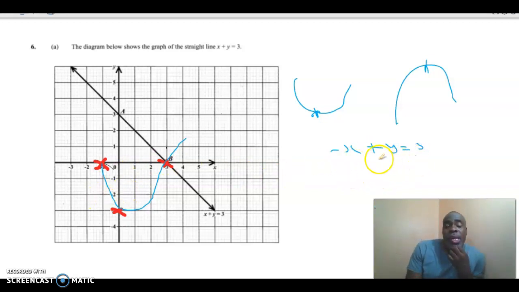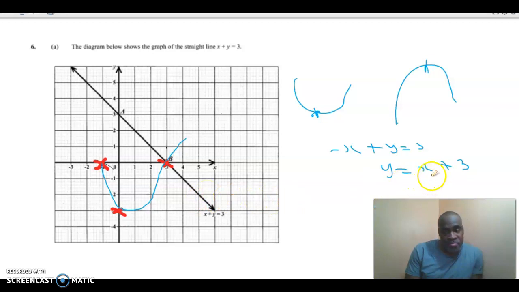Now, which one would this be? So they want to find out where the curve intersects. Good. They have minus x plus y equal to 3. Now we could find the equation of a line right here and say y is equal to positive x plus 3. And that would be this equation right here.